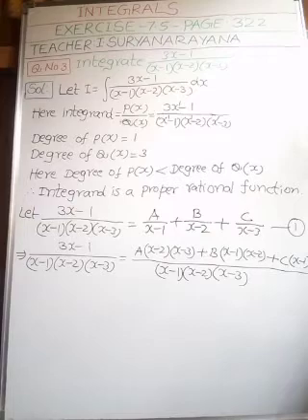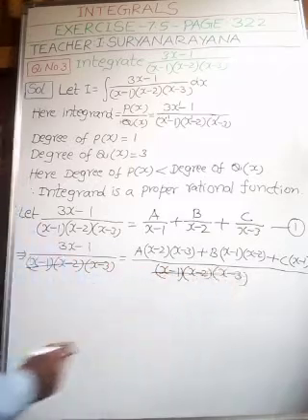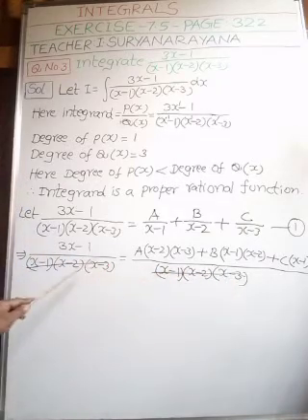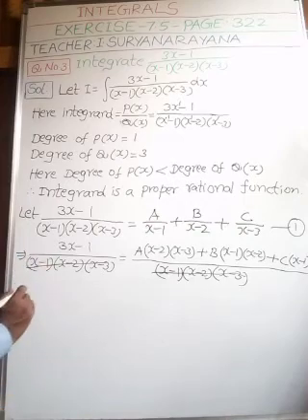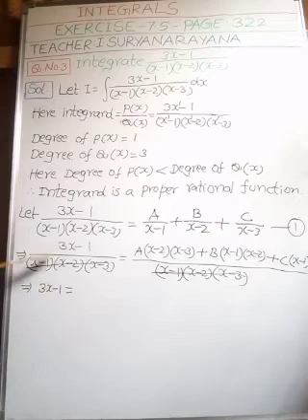Right. After writing the numerator, we strike out the denominators here. See here, x minus 1 into x minus 2 into x minus 3 is the same. So we can strike out. Then what will you get in the LHS? 3x minus 1. In the numerator, what is left here?